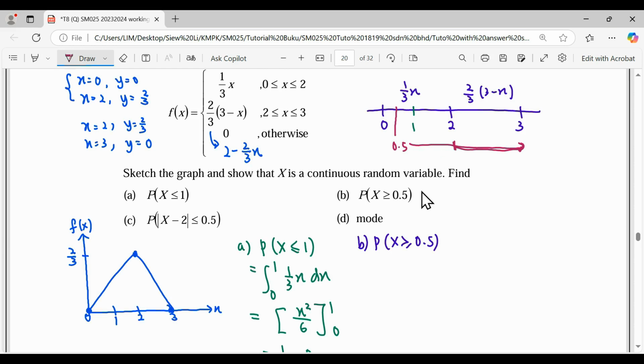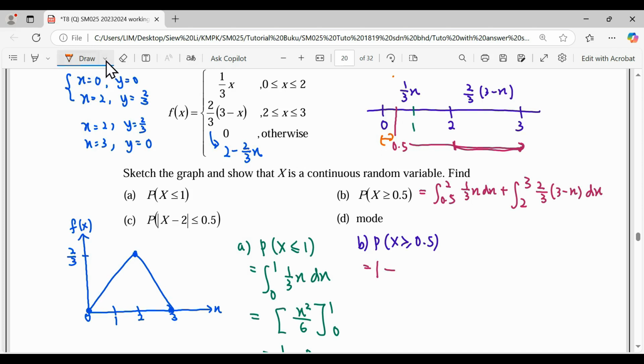So for our integration here, we have 2 options. The first option is we integrate 0.5 up to 2 for the function 1 over 3 x, continue 2 until 3 for the function 2 over 3 minus x dx. But this one, I think the calculation will be longer. So why not we do it the reverse way, which is 1 minus the part that we don't want. The area we don't want here is 0 until 0.5.